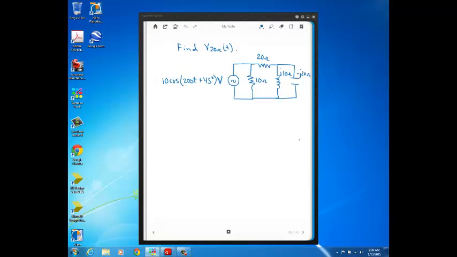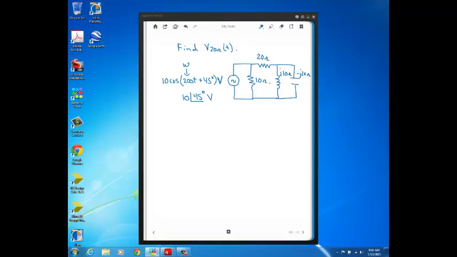So let's look at this problem. Here's a problem where we just want to find the voltage across this 20 ohm resistor. And we're given the source value. Now, like I said, if not given, I like to write our sinusoidal voltages and/or sinusoidal currents, depending on the particular problem, as phasors. So this 10 cosine 200t, where 200 is the omega, I like to write as a phasor to start off with. So this is 10 at 45 degrees volts.